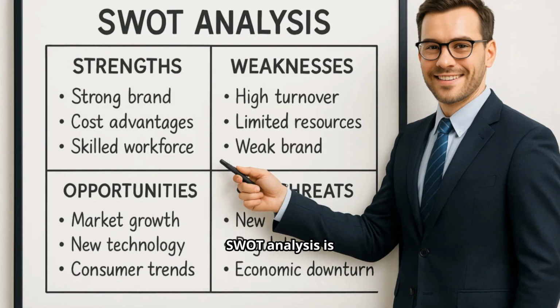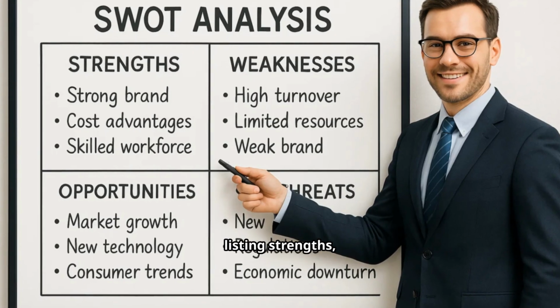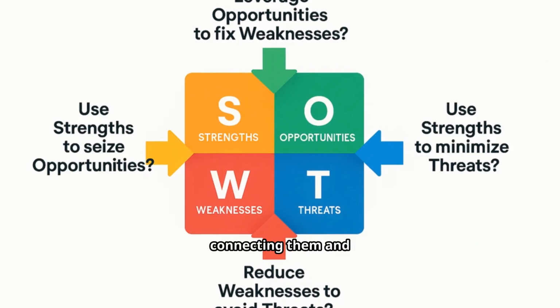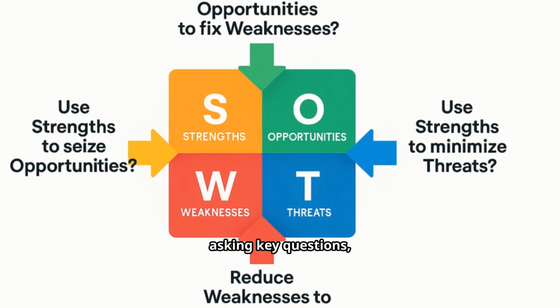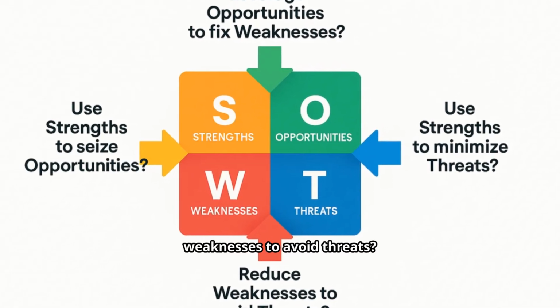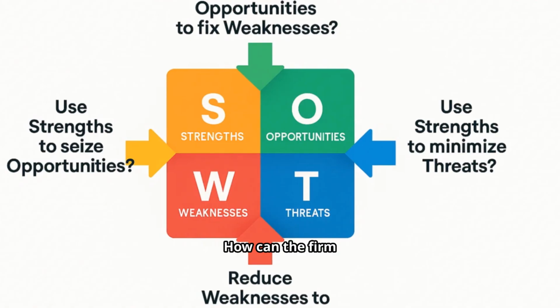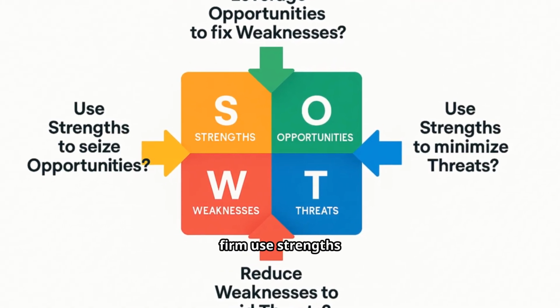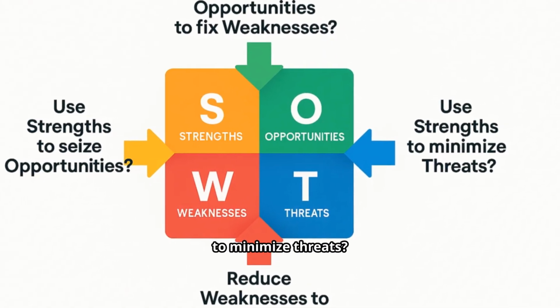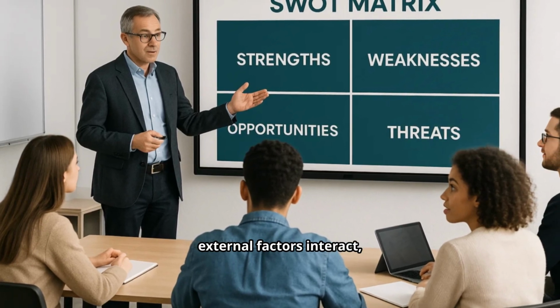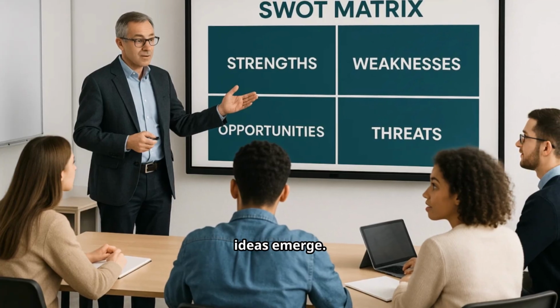So remember, SWOT analysis is not just about listing strengths, weaknesses, opportunities, and threats. It is about connecting them and asking key questions, such as, how can the firm use its strengths to take advantage of opportunities? How can the firm reduce its weaknesses to avoid threats? How can the firm use opportunities to overcome weaknesses? And how can the firm use strengths to minimize threats? When you look at the big picture and think about how internal and external factors interact, new strategies and ideas emerge.